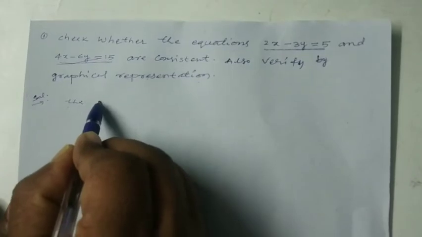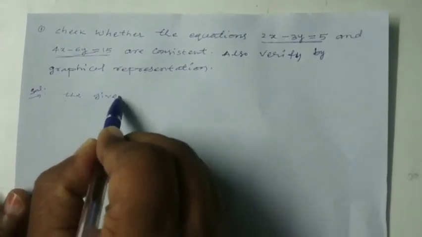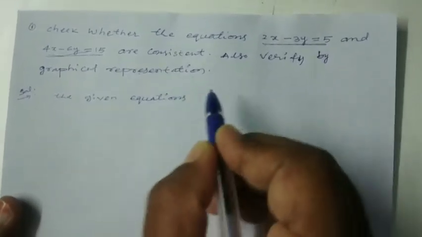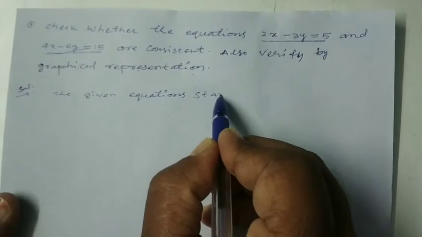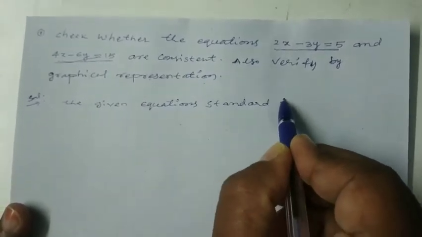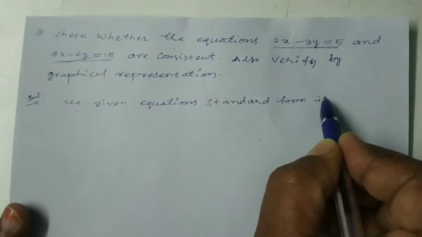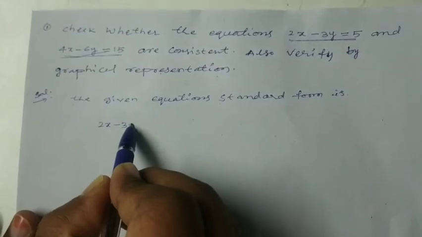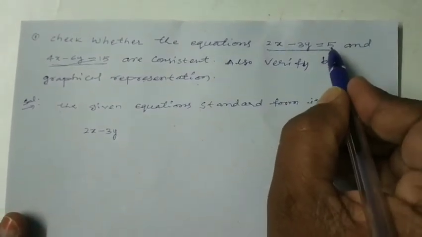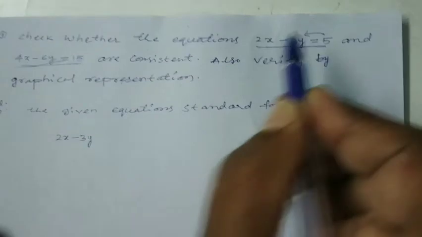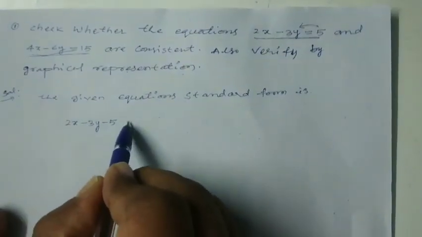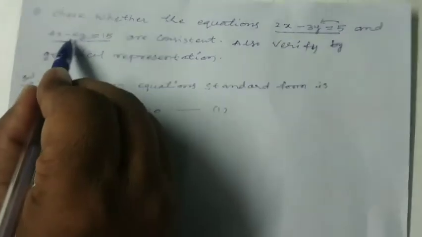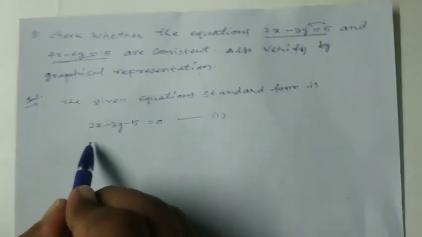The given equations in standard form: 2x minus 3y plus 5. The right side is there, no? Transfer to the LHS, it will change as minus 5 equals 0. This is the standard form. This is equation 1. The second equation we should also write like this only.